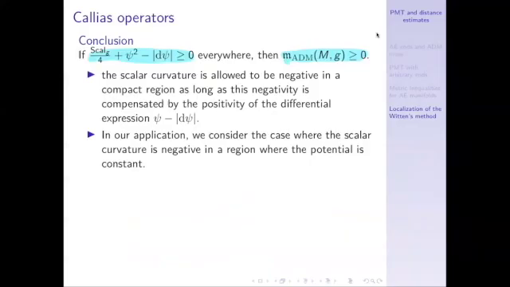Now, the advantage here is that the scalar curvature is allowed to be negative in a certain compact region. So in other words, we allow, let's say, a compact well of negativity for the scalar curvature, as long as it is compensated by the other two terms, by psi squared minus d psi. Actually, in our application, we consider the case where the scalar curvature is negative in a region where the potential is constant. So in the end, the negativity of scal g will be compensated by the positivity of psi squared.